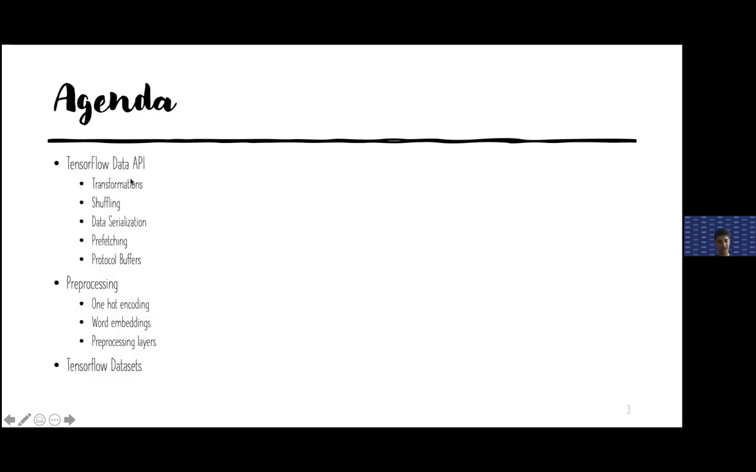So that was just an intro, but today I'm going to be talking a little bit about the contents of this chapter, which was the TensorFlow data API. So different transformations, shuffling, data serialization, prefetching, and protocol buffers.